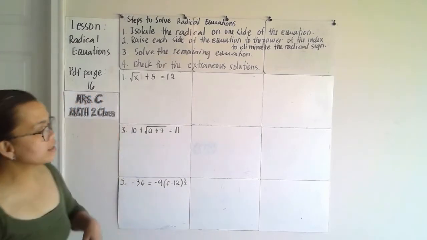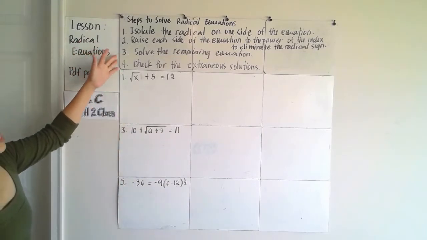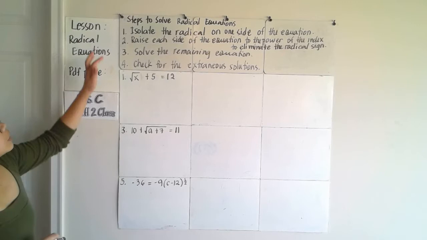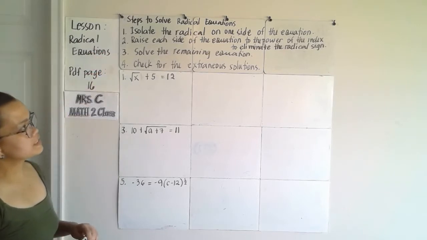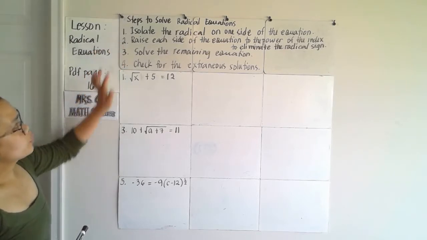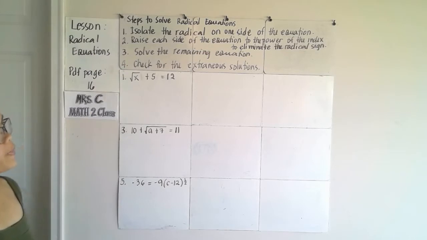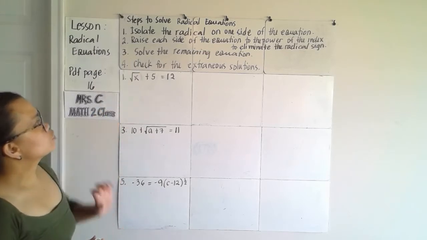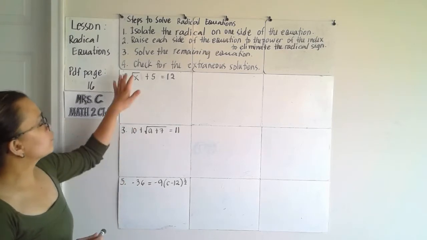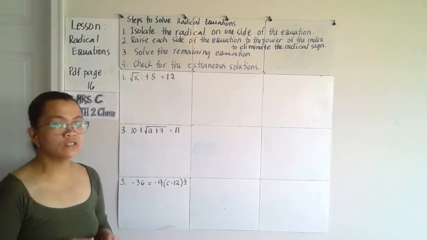Today's lesson is radical equations, how to solve a radical equation. To start with, here are the steps. First, isolate the radical on one side of the equation. Second, raise each side of the equation to the power of the index to eliminate the radical sign. Third, solve the remaining equation. Fourth, check for extraneous solutions.